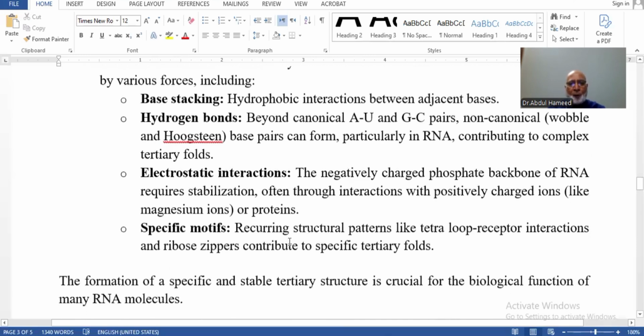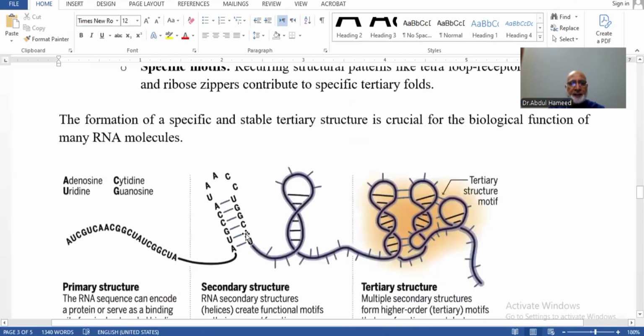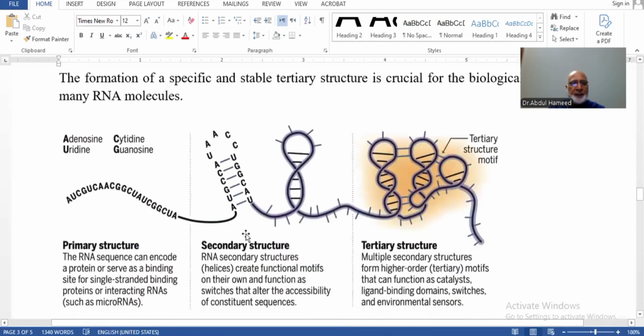So specific motifs, these are special structures which can play a metabolic role as well. So the specific motifs are there. I'll discuss it later on.